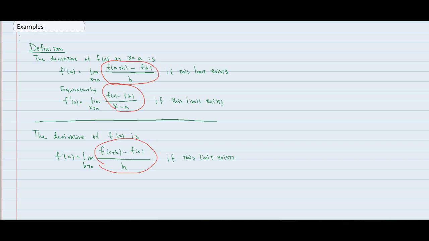And another thing is, when the limit exists, we say that f of x is differentiable at x equals a. Now, if you happen to find the function, again, you can say that f of x is differentiable as long as this function is defined, right? f prime of x.